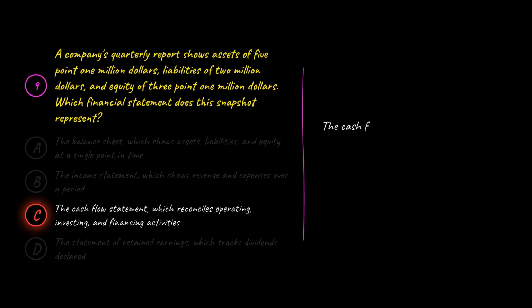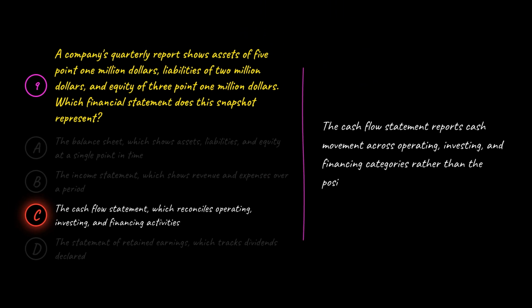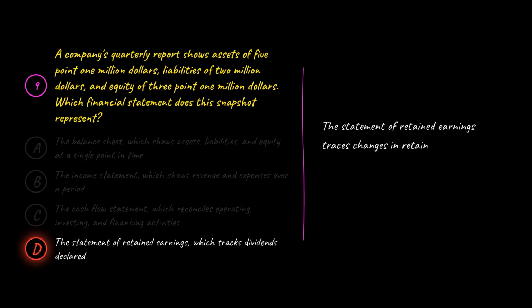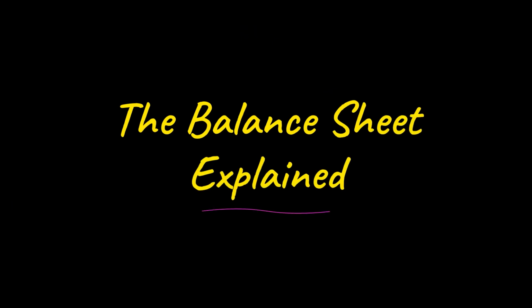C is wrong because the cash flow statement reports cash movement across operating, investing, and financing categories rather than the position of assets and liabilities. D is wrong because the statement of retained earnings traces changes in retained earnings, not the full position of assets, liabilities, and equity. The balance sheet is one of 3 core financial statements every business produces. Unlike the income statement or cash flow statement, it captures the firm's financial position at a single point in time, a snapshot, not a story over a period.